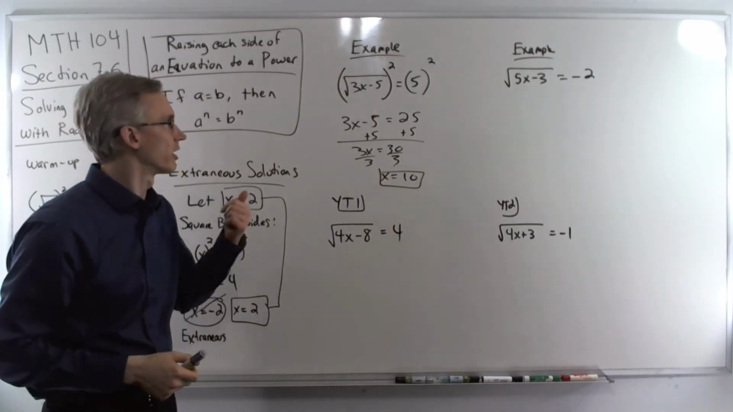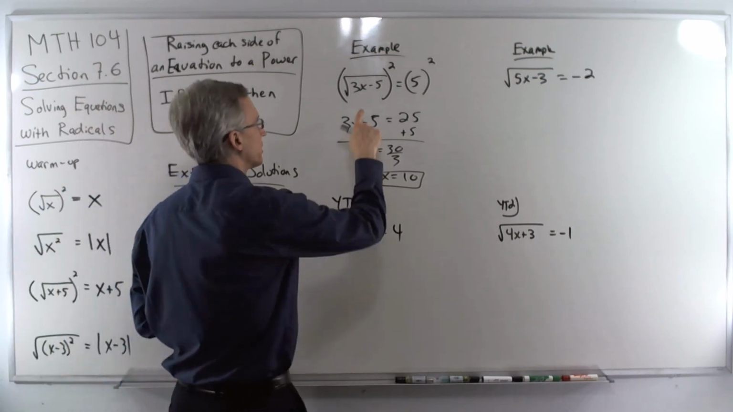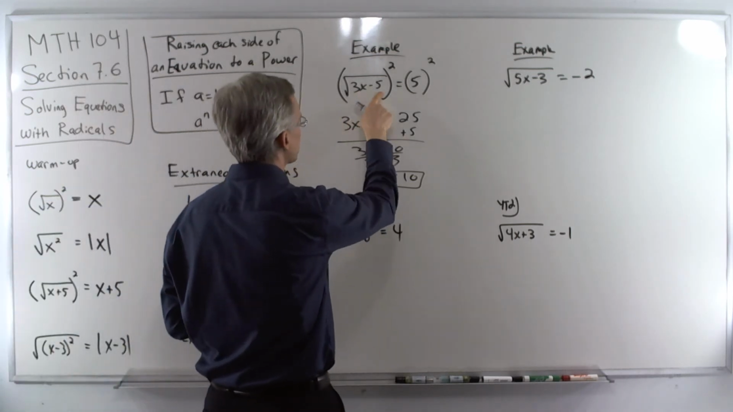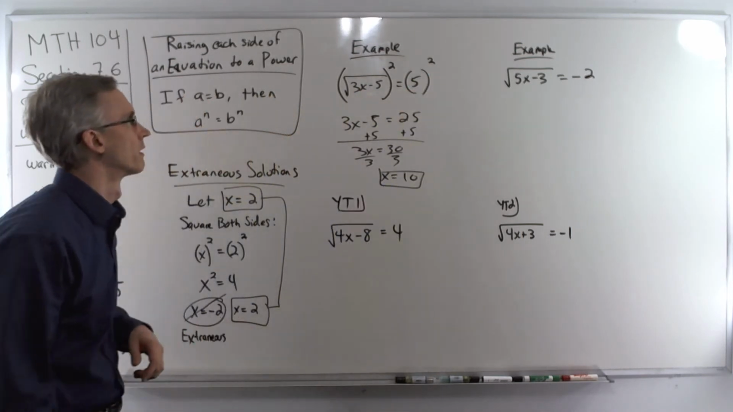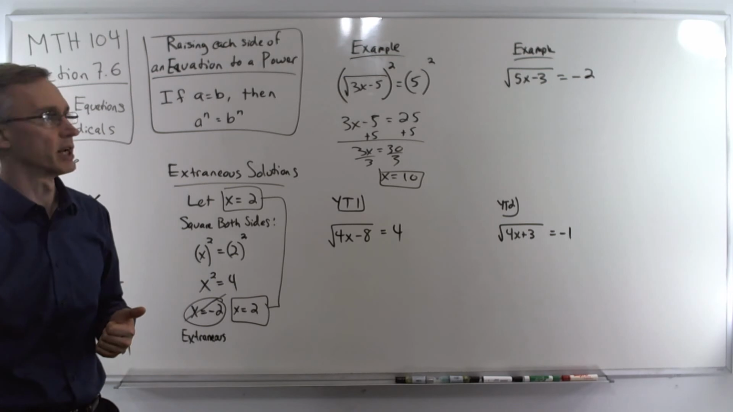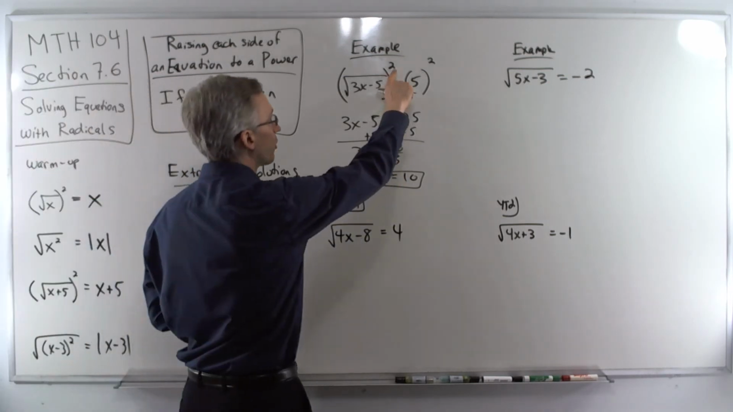All right, so let's check this value in the original equation. I'm going to take 10 and plug it in here. 3 times 10 is 30, minus 5 is 25. The square root of 25 is 5. So that works.